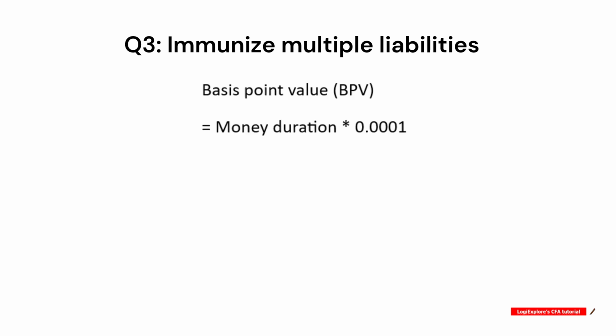When evaluating the duration of multiple liabilities, the more frequently used term is basis point value, also known as BPV. BPV is simply the money duration multiplied by 1 basis point, or 0.0001. For example, if the BPV of an asset portfolio is $200, it means that for each 1 basis point change in the cash flow yield, the market value changes by approximately $200.